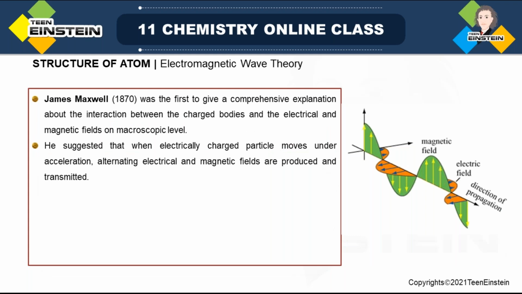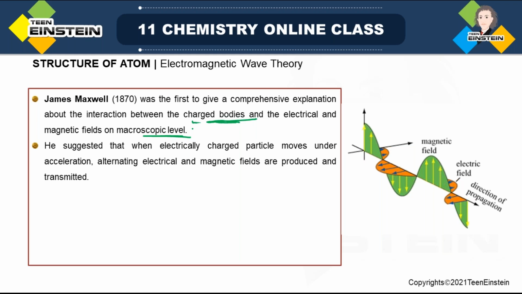Electromagnetic wave theory. What is an electromagnetic wave? We'll try to have some primary idea. Though it is very detailed, we are having here a very simplified idea. James Maxwell was the first to give a comprehensive explanation about the interaction between charged bodies and the electrical and magnetic field on a macroscopic level. So the important thing is macroscopic level, large objects, not microscopic objects. And it is about how a charged body interacts with the electric field and magnetic field.